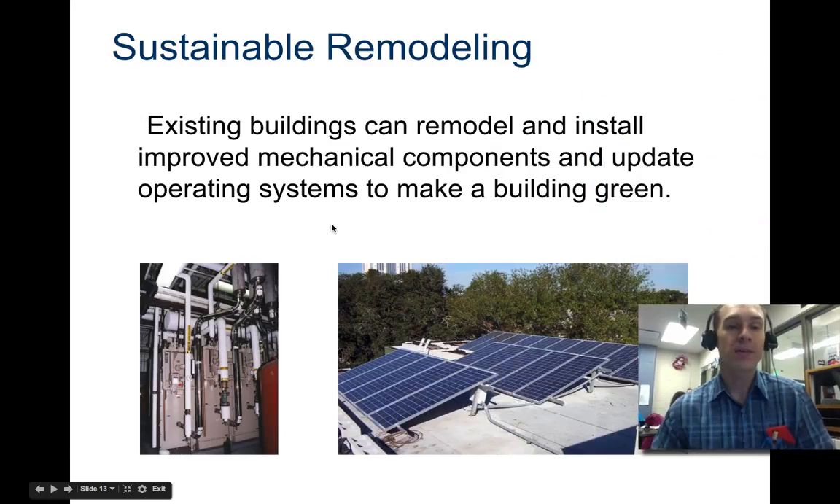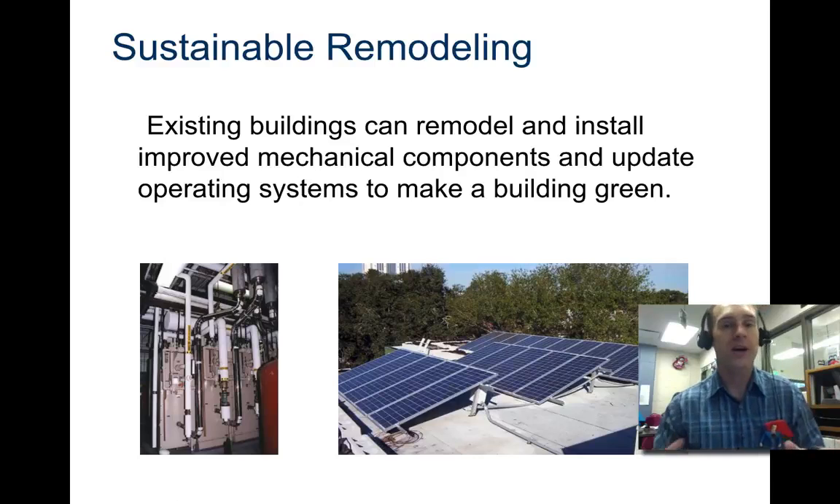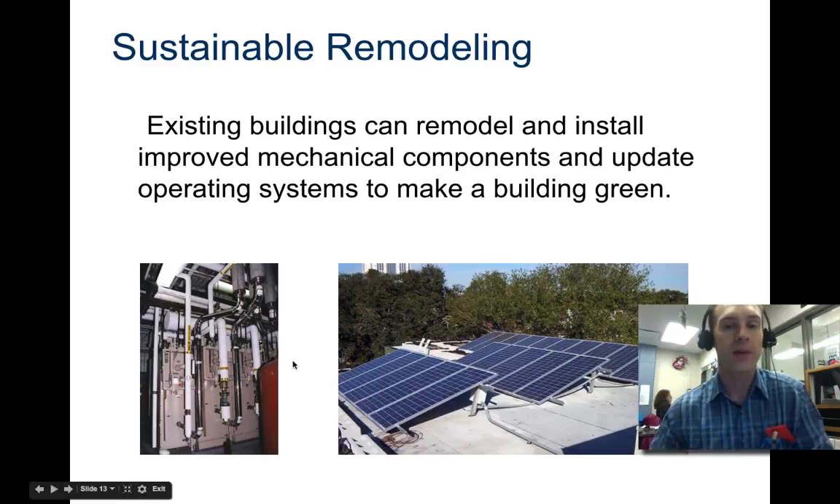So there's also sustainable remodeling. Existing buildings can remodel and install improved mechanical components, like maybe boilers or furnaces or hot water heaters, maybe the instant hot water heaters rather than the tanked hot water heaters, things like that that can help make a building green and consume less energy. We have solar panels on the roof of our school, so that's another way that our school is trying to do that.